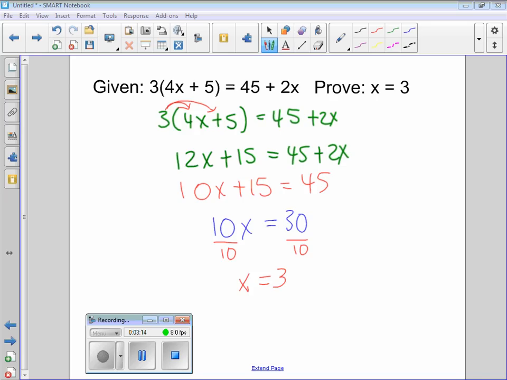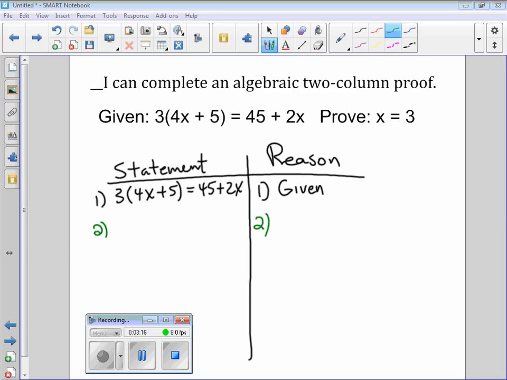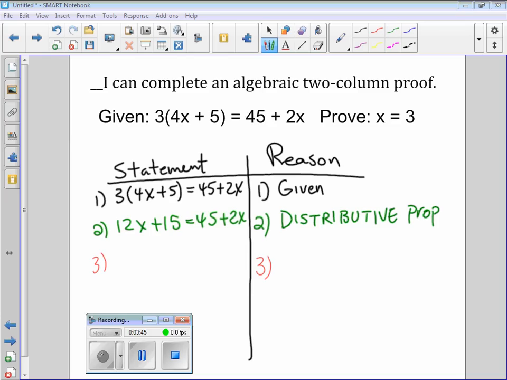So now I'm just going to write a two-column proof for that. If you remember, I distributed the 3 through. Just because I do something doesn't make it true. But I learned back in the original parts of algebra that I'm allowed to take that 3 and graphically draw arrows and show the 3 goes through, distributes. And when I do that, I create a different looking equation, but it's equivalent. It hasn't changed anything other than the way it looks. So the reason I'm going to write down that I'm allowed to do that is the distributive property.